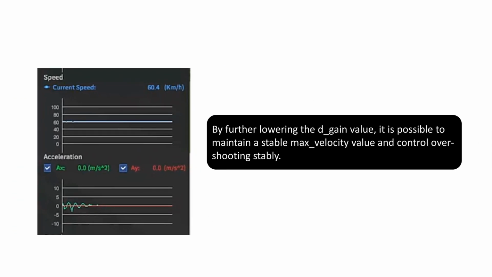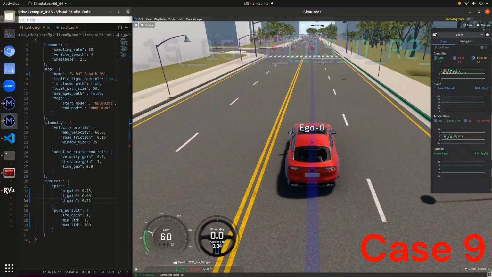The following are the most stable driving cases among the 9 cases. By further lowering the D gain value, it is possible to maintain a stable max velocity value and control overshooting stably. This is a test video. It shows much more stable driving than other cases.